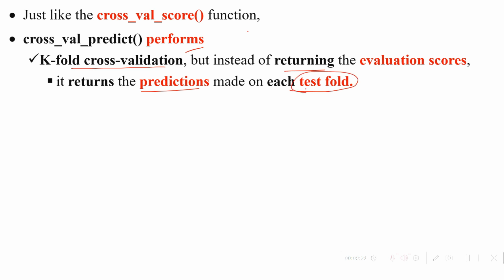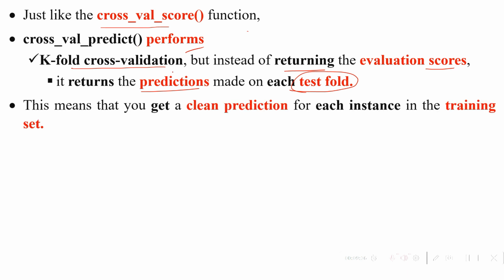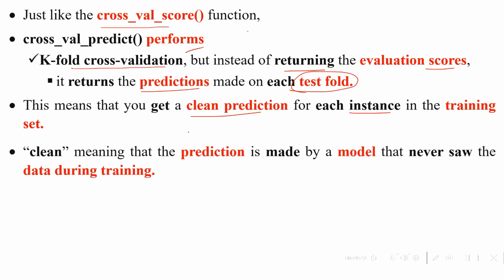it returns the predictions made on each test fold. In the previous class we computed the evaluation scores using cross_val_score, but now we get the predictions using the cross_val_predict function. This means that you get a clean prediction for each instance in the training set. Clean means that the prediction is made by a model that never saw the data during training.